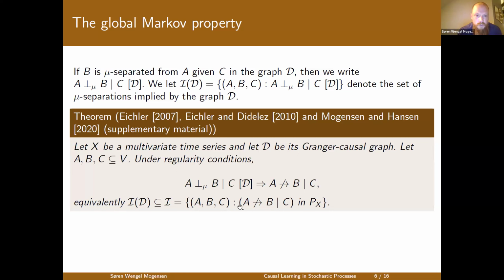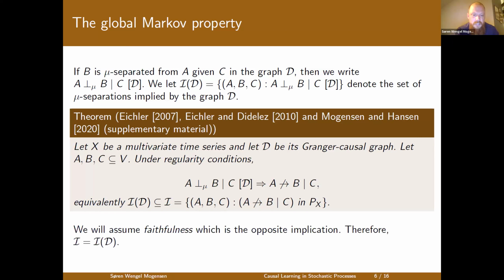Or if we use a very shorthand notation, this I of D is a subset of I, where I is just the set of triples such that Granger non-causality holds. And the idea is that, as mentioned before, this I model could be generated by Granger non-causality, but in other kinds of models, it could be local independence. And in some models, it could also be directed conditional information or other notions of independence.